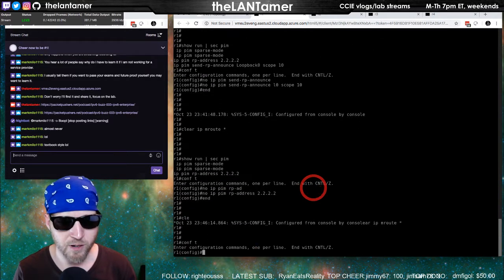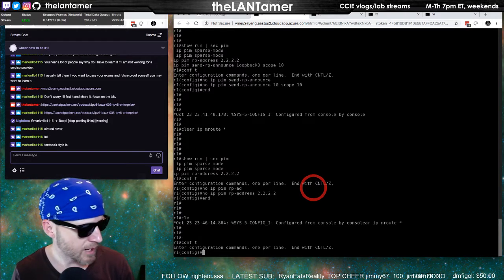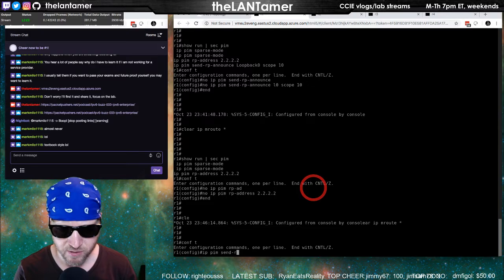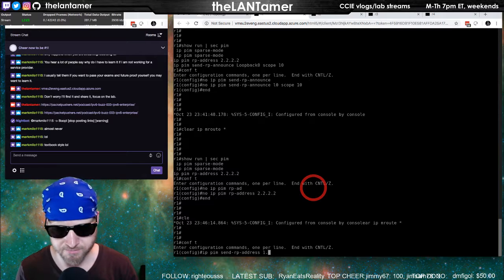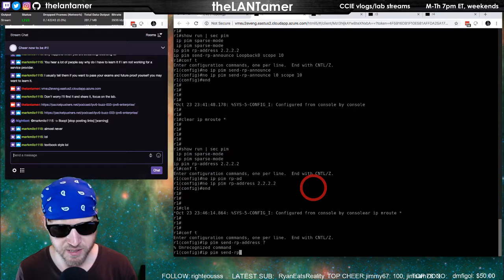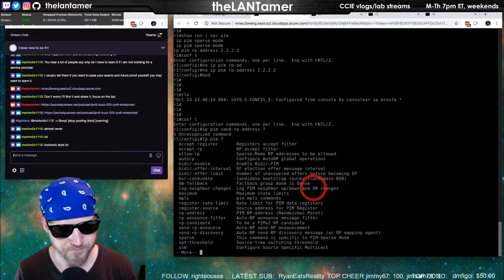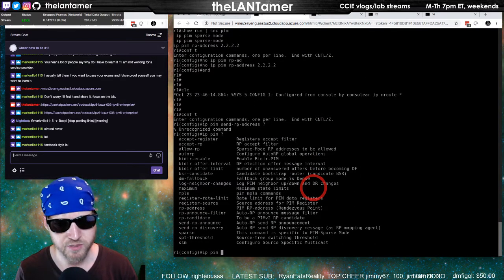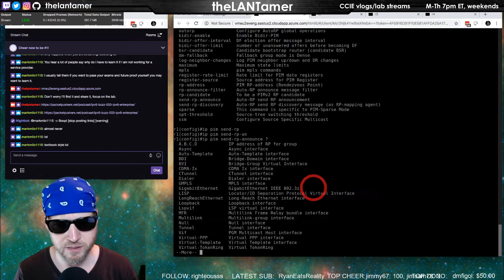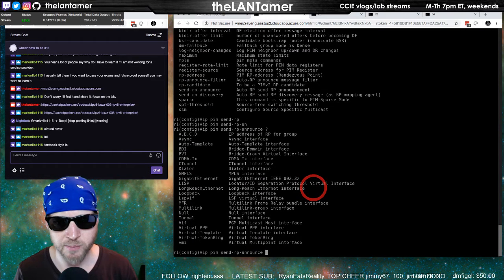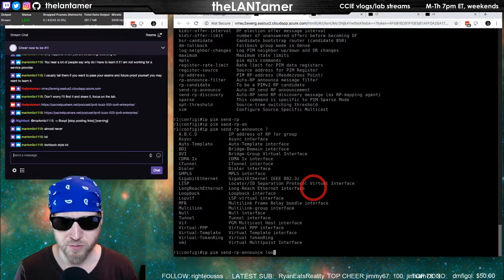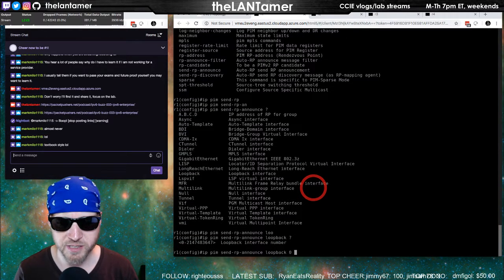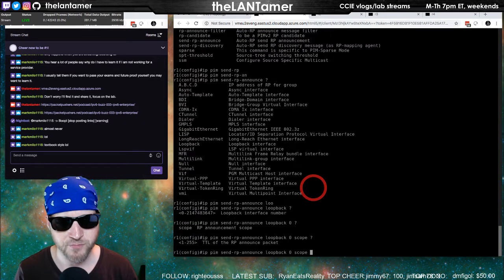So we're going to go ahead and configure router 1 the way we had it before, and that is IP PIM send RP announce. We could do the IP address of RP for the group, but we want to use, we're doing all groups, right? So we're going to say loopback 0, scope 10.